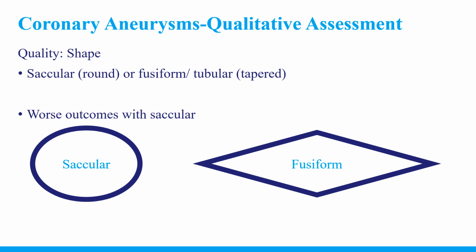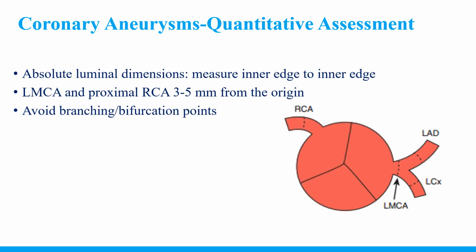Aneurysms can be qualitatively assessed by looking at them, and we can decide whether they're saccular or round, fusiform or tubular, or spindle shaped. Often saccular aneurysms have worse outcomes than spindle-shaped aneurysms.